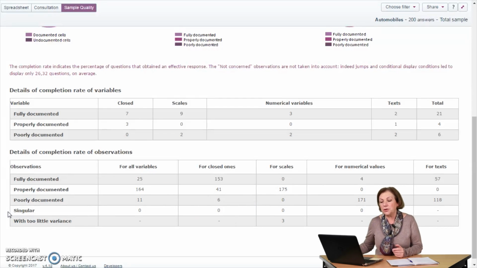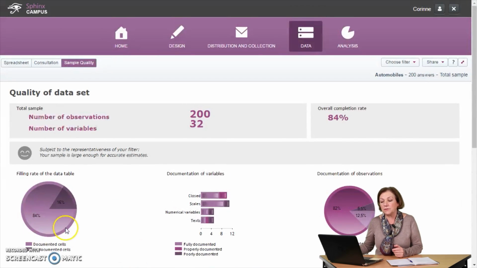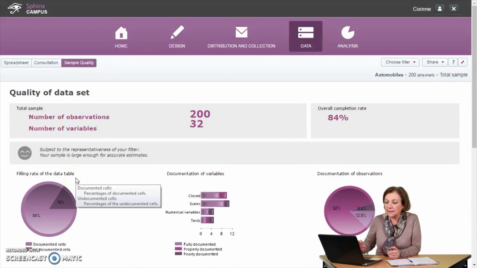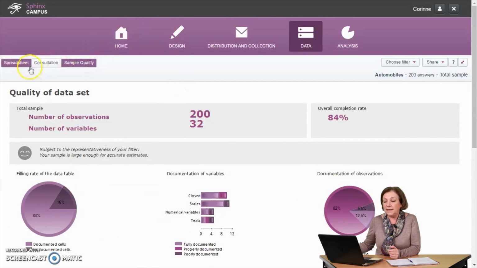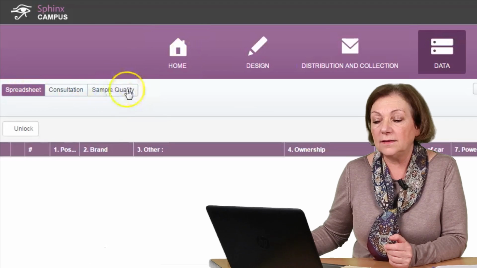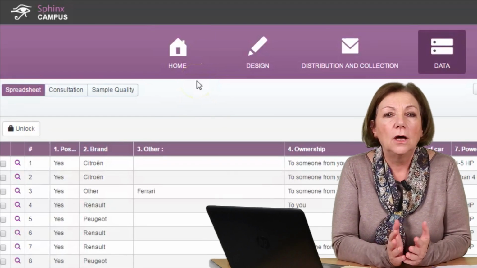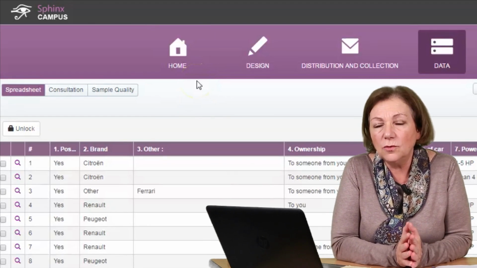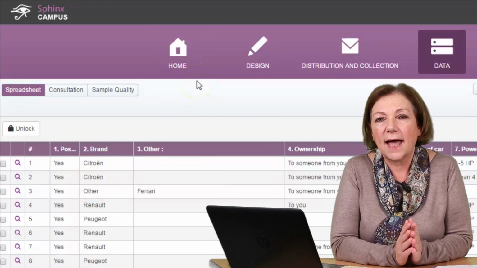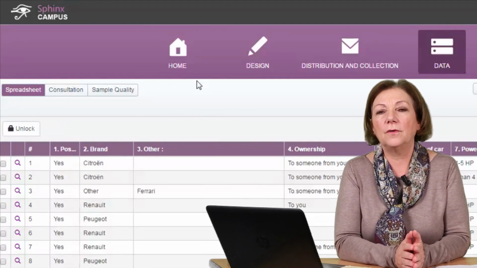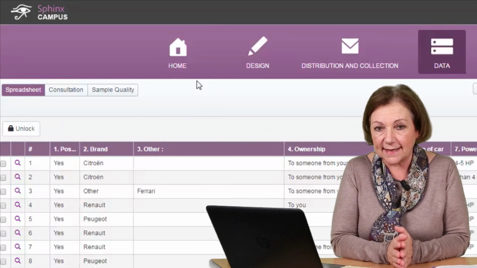Okay, so be sure when you have finished your survey, when you have collected all your data, please be sure to click on the sample quality button to have an idea of how good your sample actually is before going over to the data analysis.